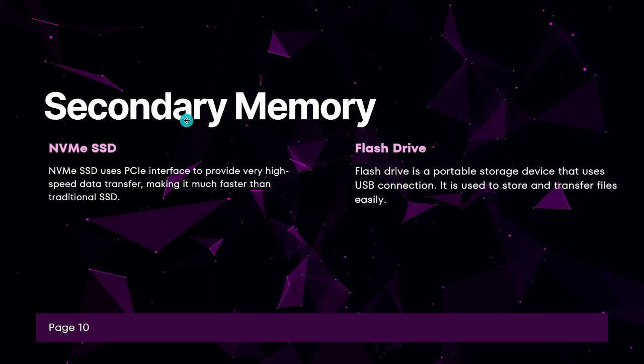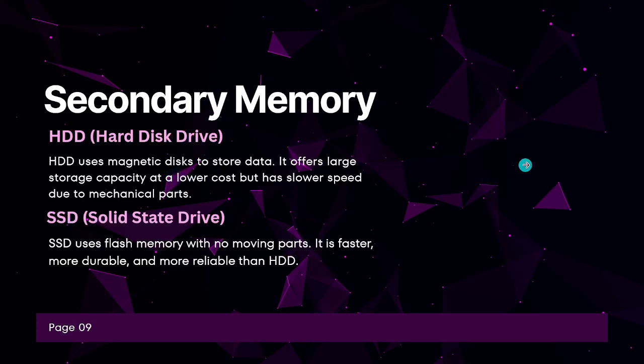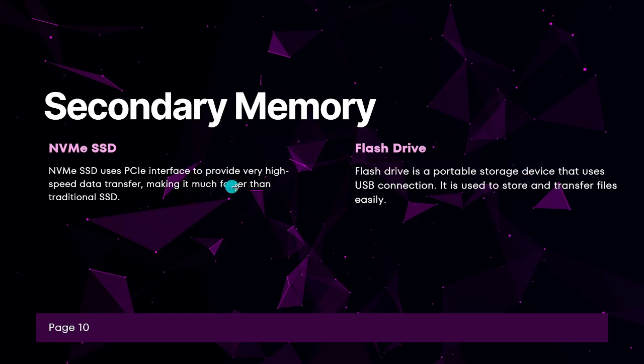We're still in the secondary memory part. We have the NVMe SSD and the flash drive. The NVMe SSD uses a PCIe interface to provide very high speed data transfer, making it much faster than a traditional SSD. But the flash drive is a portable storage device that uses a USB connection. It's used to store and transfer files easily.